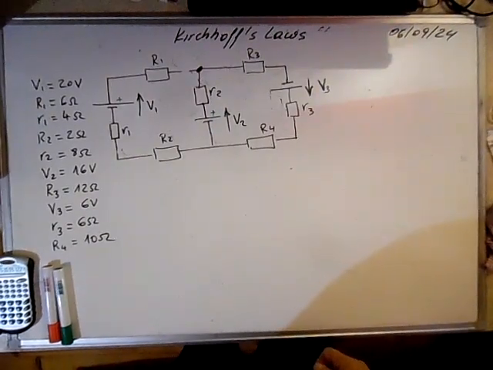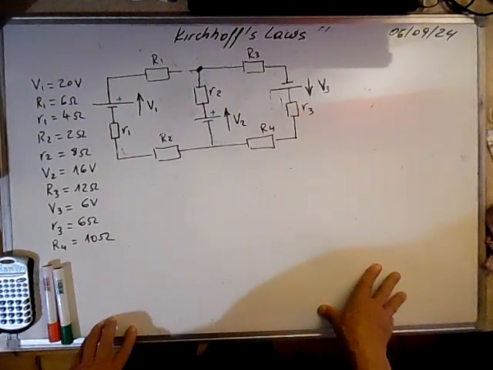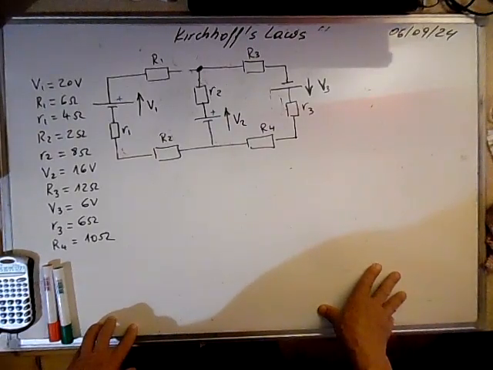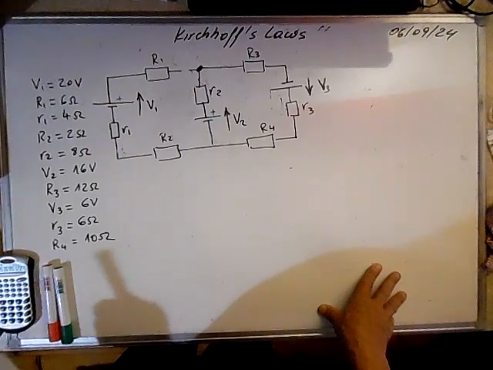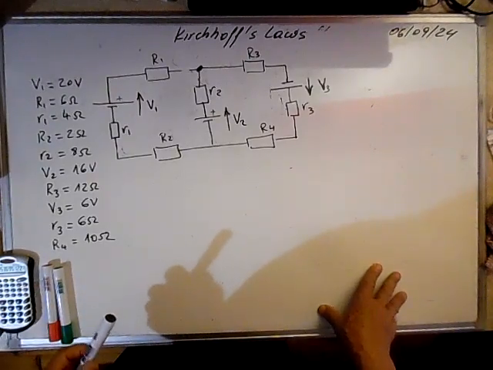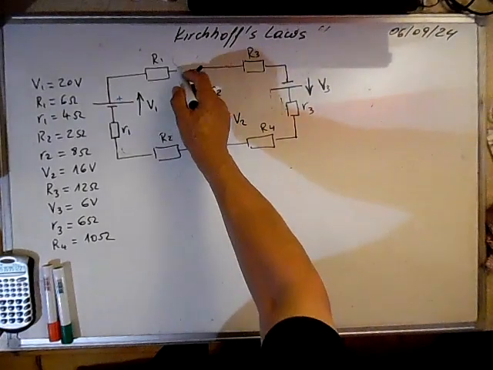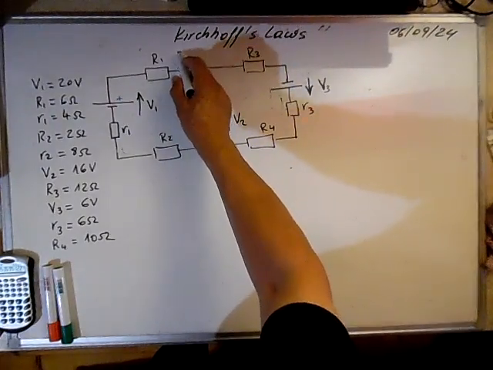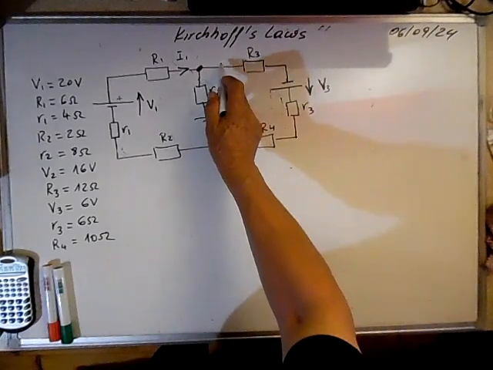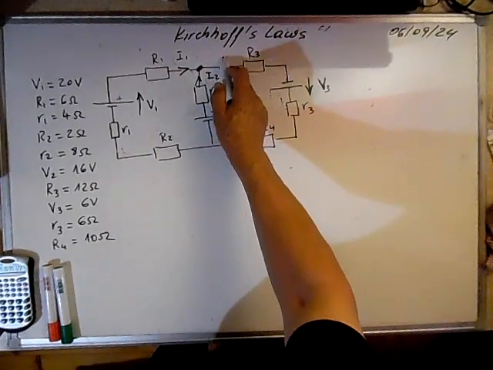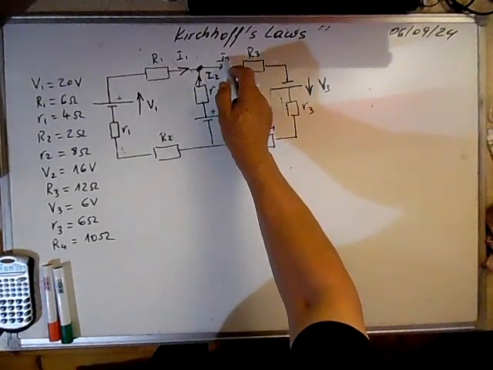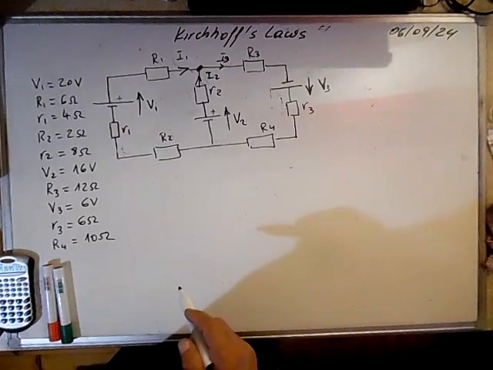Then suppose we have a problem like this and we are asked to calculate the branch currents that are flowing in this circuit. First thing to do is to choose the direction of currents arbitrarily. Suppose that the current is flowing this way here. This we call I2, and if the result is negative, it means that the current flows in the other direction.